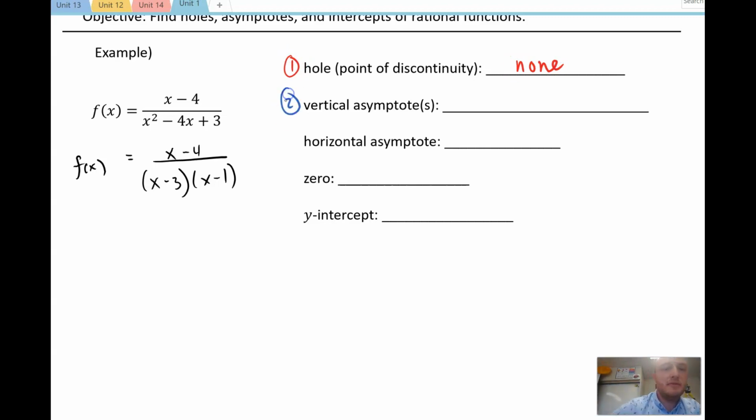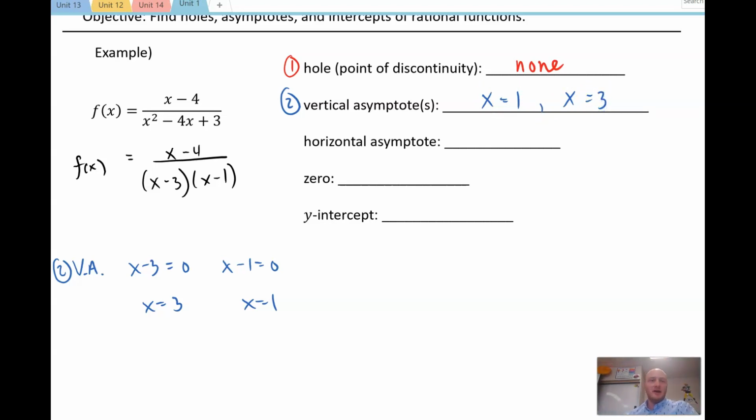Step 2, my vertical asymptotes. For step 2, I take my denominator, each factor, and set it equal to 0. So x - 3 equals 0 and x - 1 equals 0, and I get x is equal to 3 and x is equal to 1. What? There are 2 vertical asymptotes? There are, and we will graph them. It'll be lots of fun.